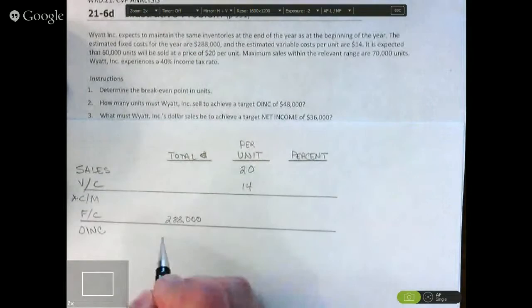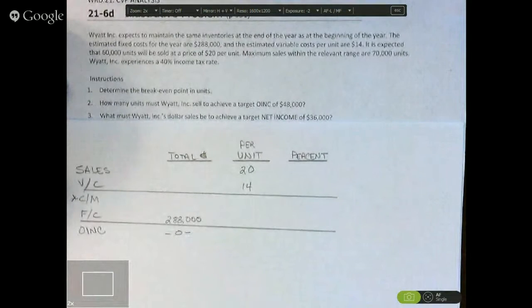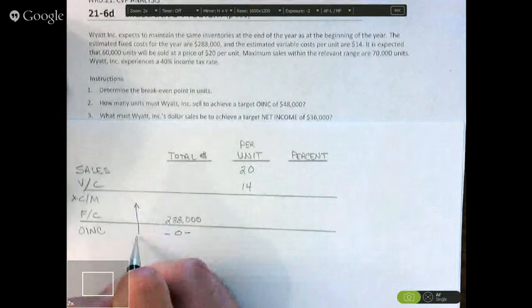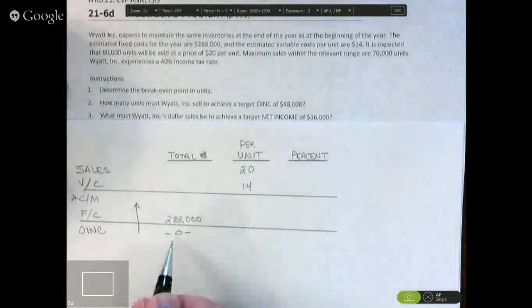Okay, so what is break-even? Break-even is the point where the company will have zero income. It neither has a profit nor a loss, and that's where operating income will be zero. Here's the key. What we want to do is to start with our target profit, which in this case is zero, and work up the contribution format income statement to determine the minimum contribution margin that we need to arrive at our target profit.